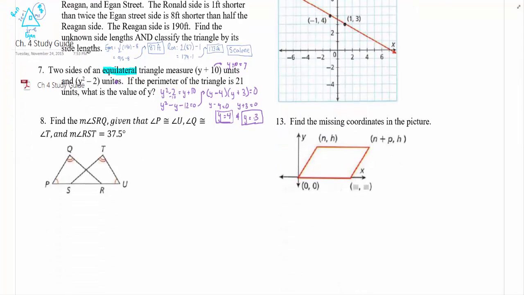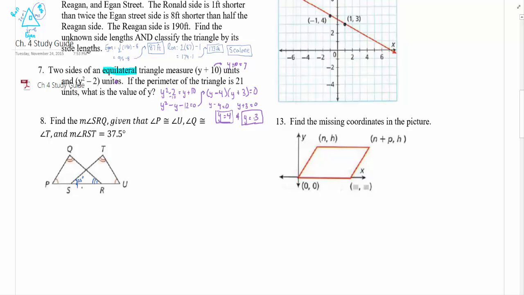Moving on, number 8. Find the measure of SRQ. So it looks like this angle right here. Given that angle P is congruent to angle U, angle Q is congruent to angle T, and the measure of angle RST is 37.5 degrees. So we need to find again the measure of angle SRQ.